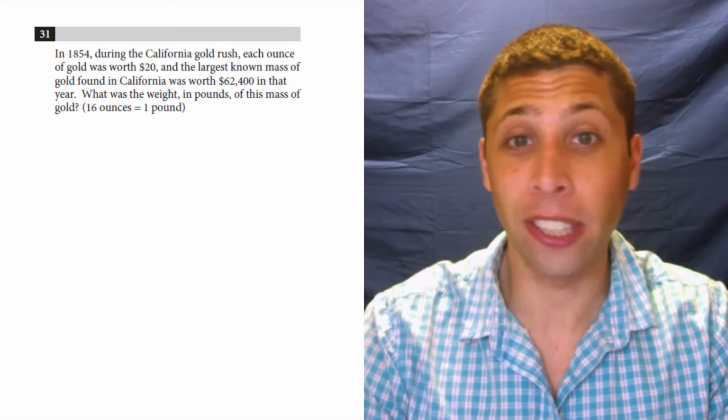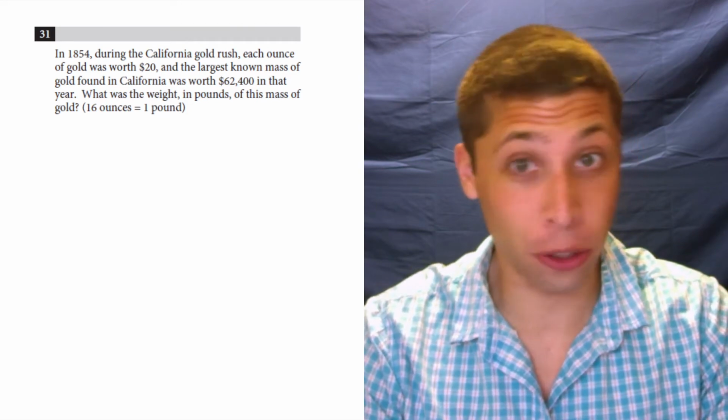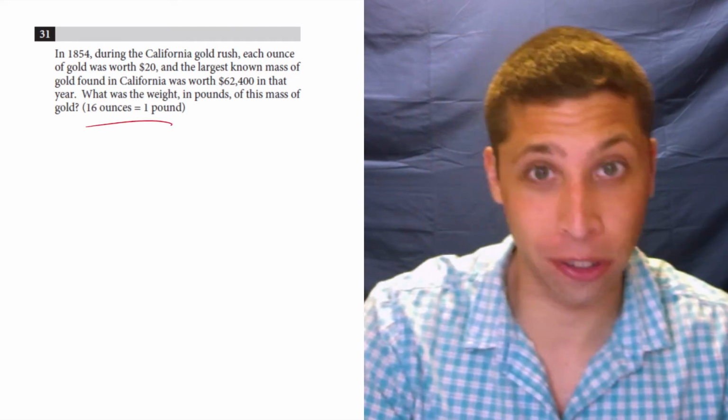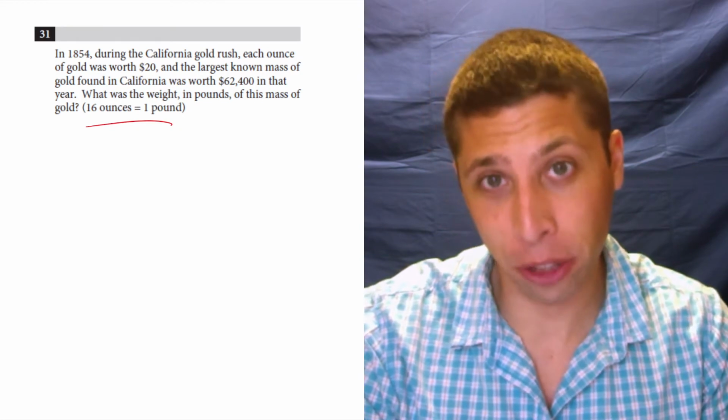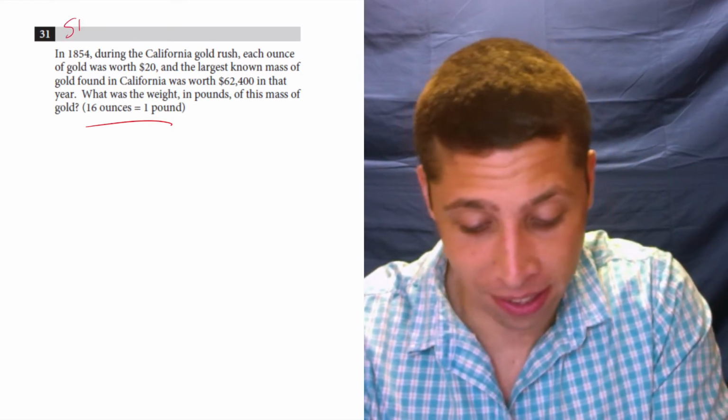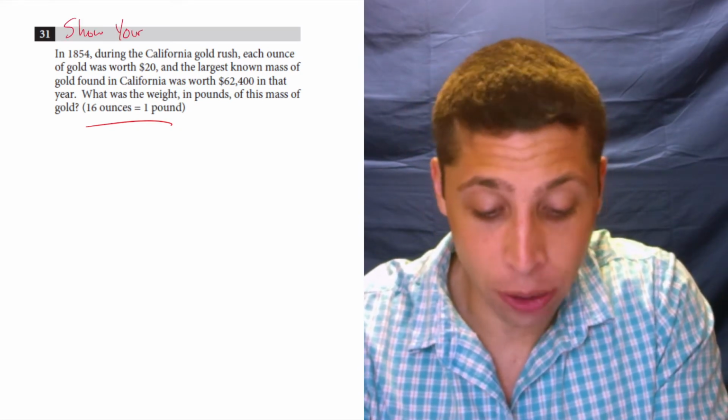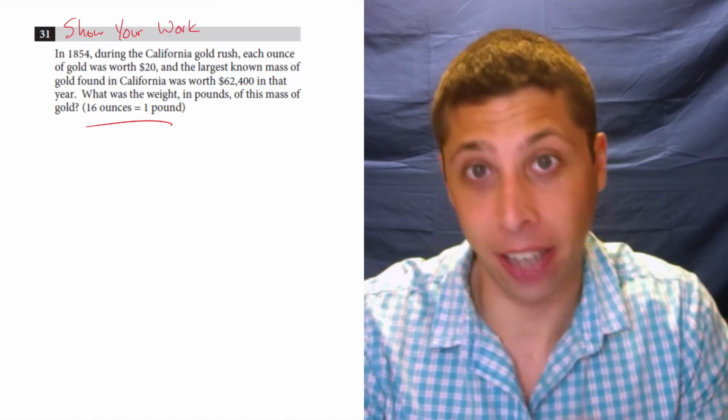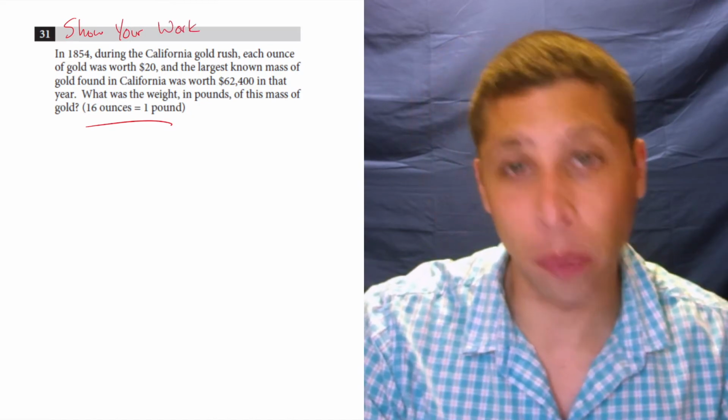This question is very clearly testing us on unit conversion. There's a unit conversion in the question, so we want to think in those terms. Show your work, get back to basics here. We know that unit conversion questions look like ratios, so that's where we would want to start.